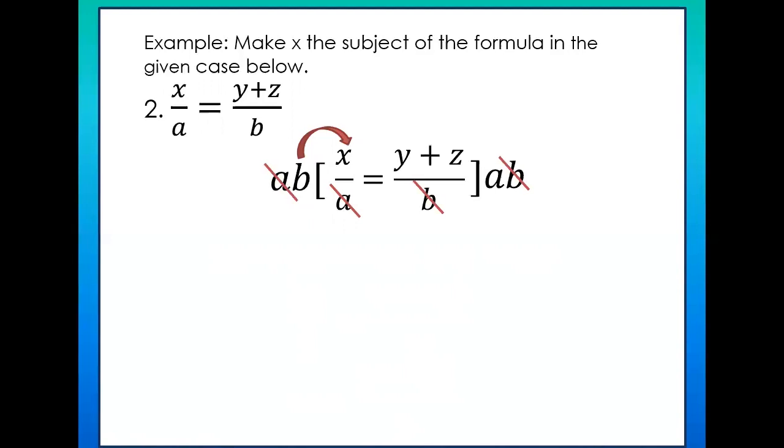Now, next step from what you've learned earlier, you can now multiply. We have this bracket, so we have to expand the equation by multiplying b to x, likewise a to y and z.